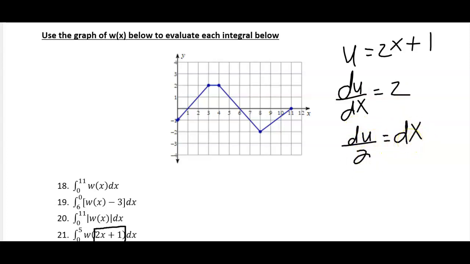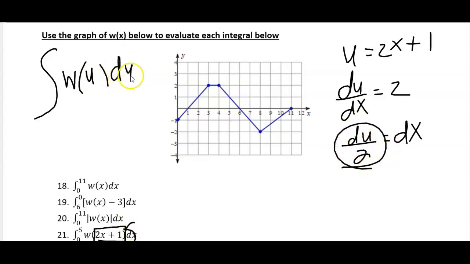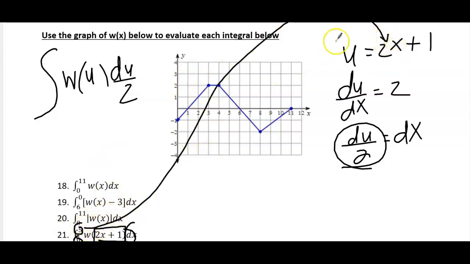After we do that, we're ready for our U substitution. We're going to have w, and in the parentheses, we're going to replace the 2x plus 1 with u. We're going to replace the dx with du over 2. And then we also need to change our limits, because these are x values, and we want to change these to u values, and we get those by simply plugging them in to this equation up here for x. So, taking the 5, plugging in here, I get 2 times 5 plus 1 is 11. And taking the 0 and plugging it in, 2 times 0 plus 1 is 1.